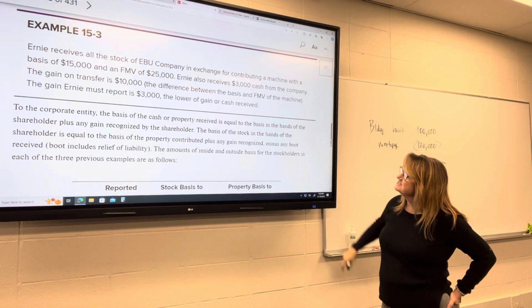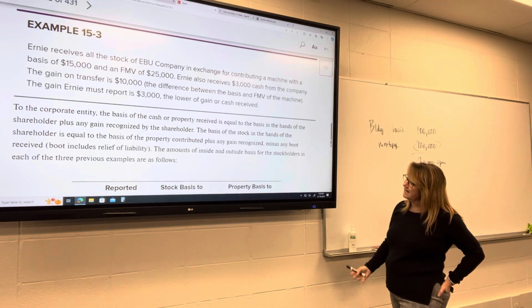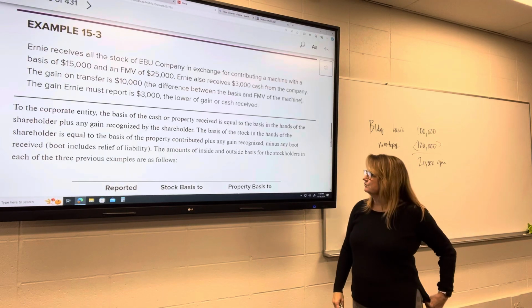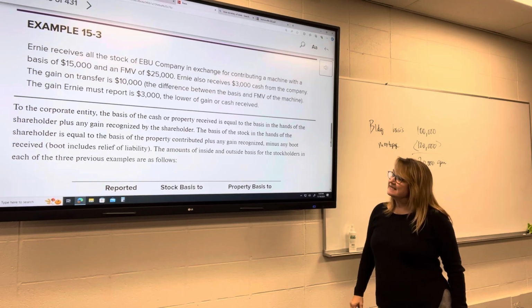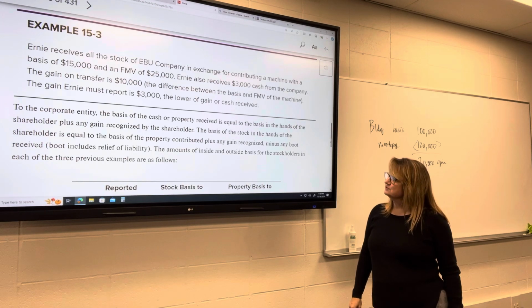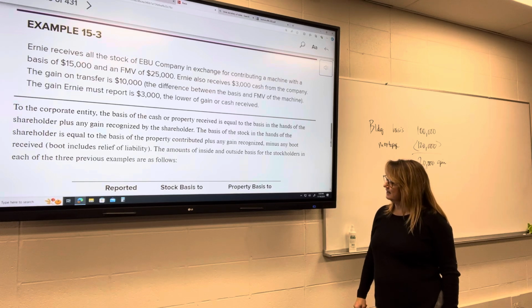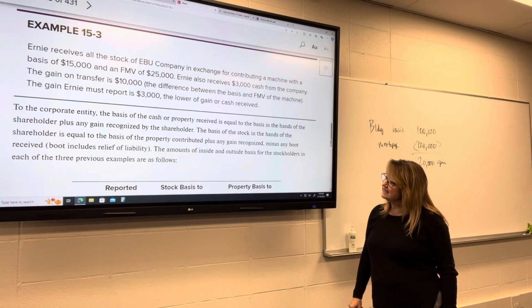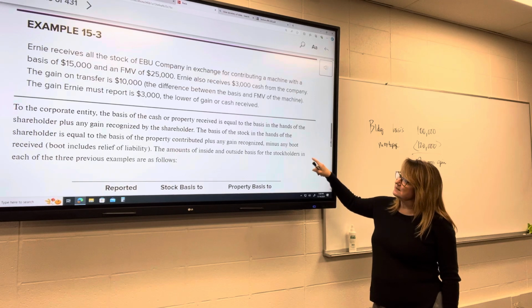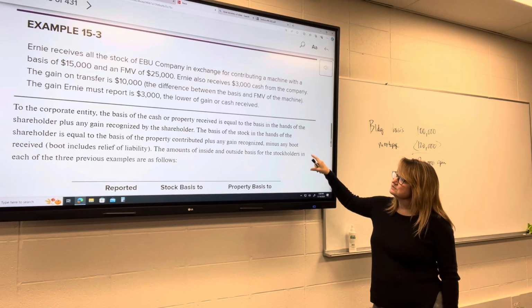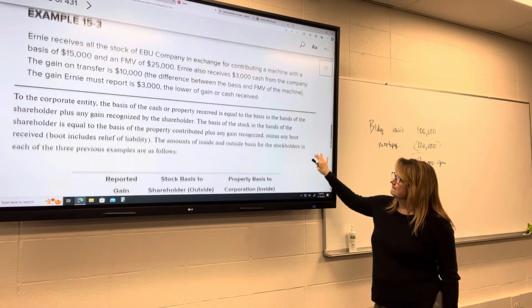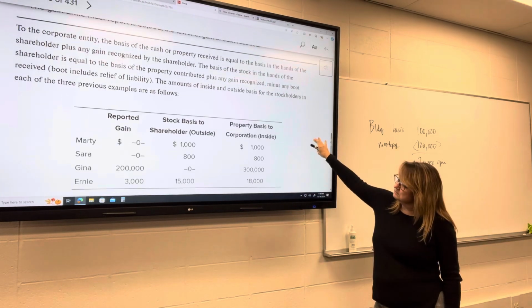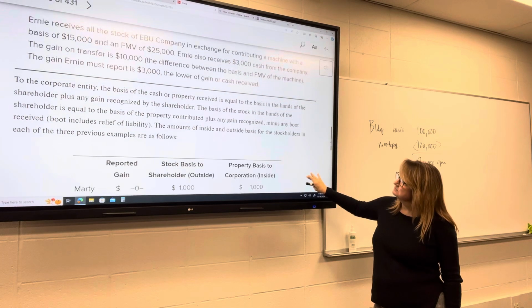The basis of the stock, so what would Ernie's stock be worth? Basis of the stock in the hands of the shareholder is equal to the basis of the property contributed plus any gain recognized minus any boot received. So in Ernie's case, the basis in his stock is going to be the $15,000. So what is this example?